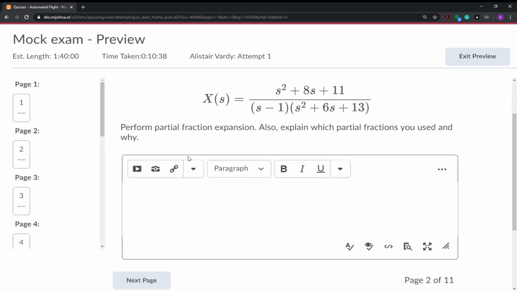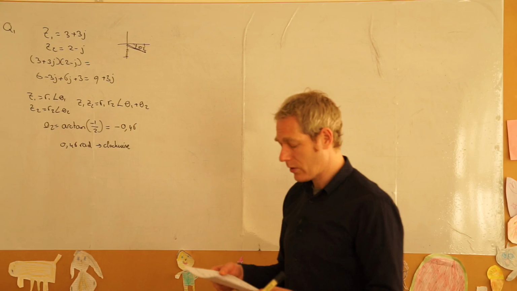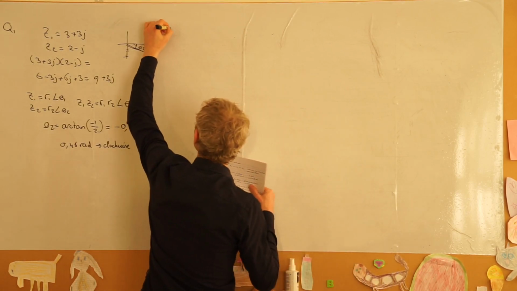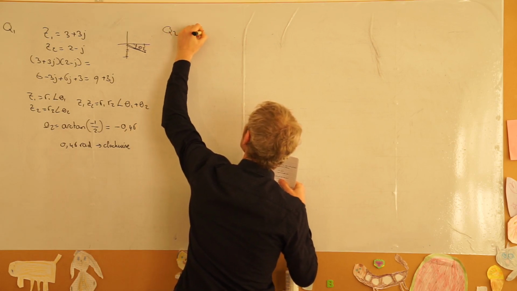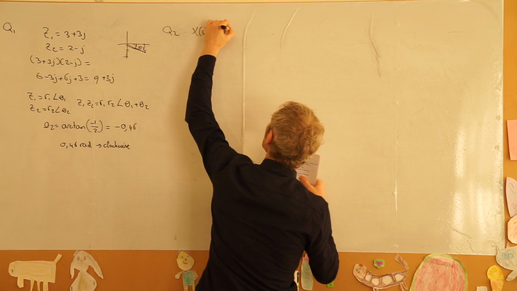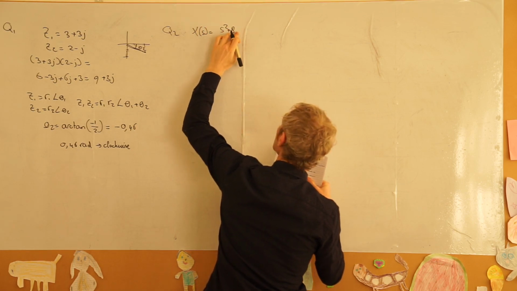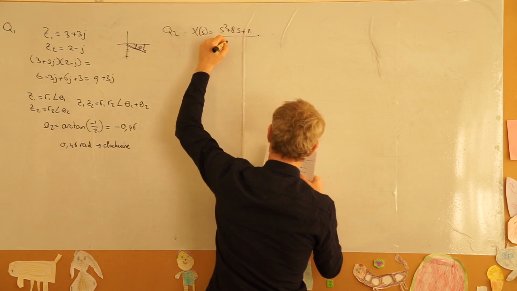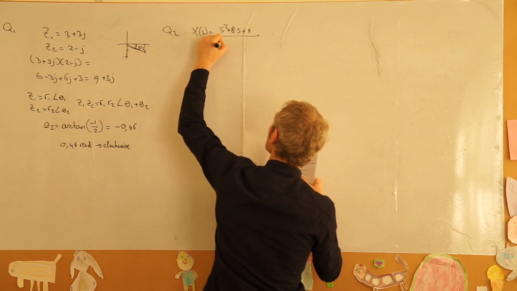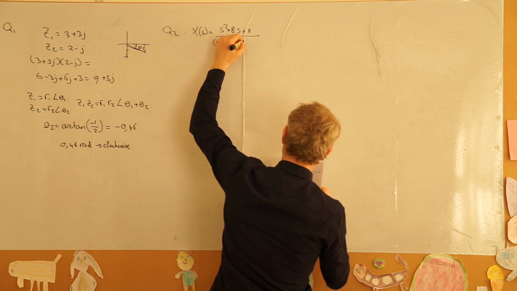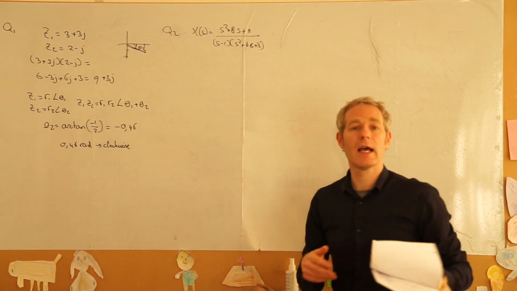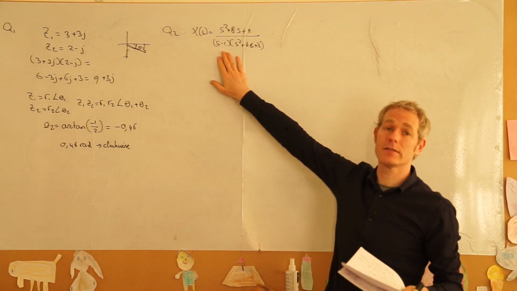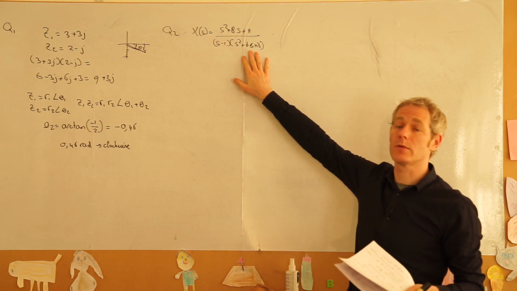Here it is, where we have a fraction and we have to perform partial fraction expansion. So let's start with that. Question 2: X(s) is equal to s squared plus 8s plus 11 divided by (s minus 1)(s squared plus 6s plus 13), and we have two factors, a linear factor which repeats once and a quadratic factor with complex roots.